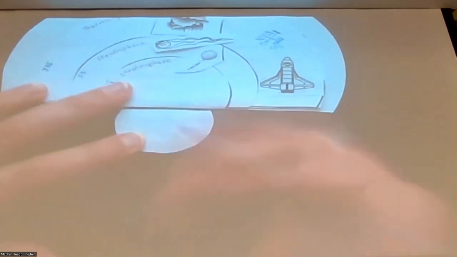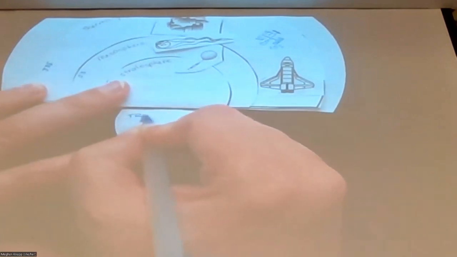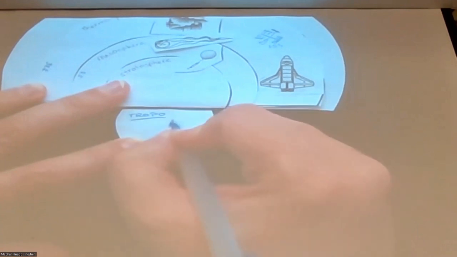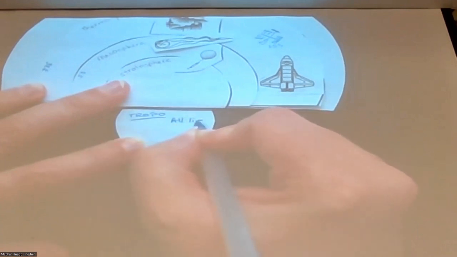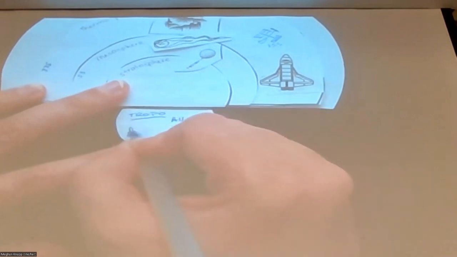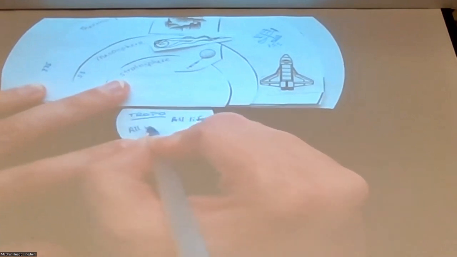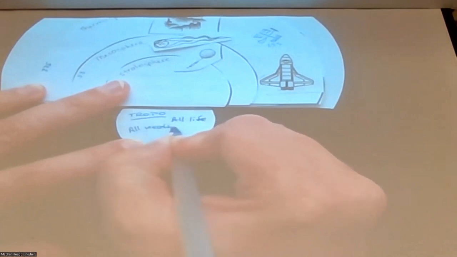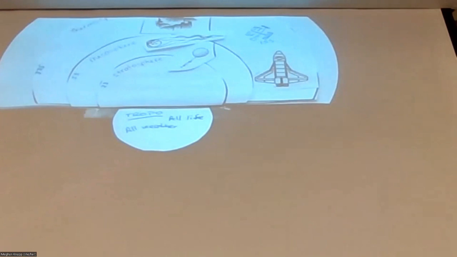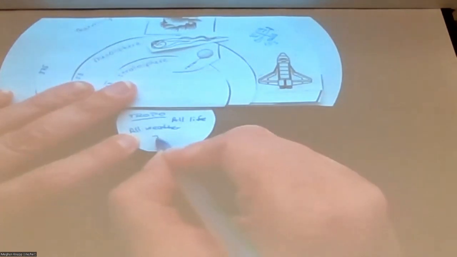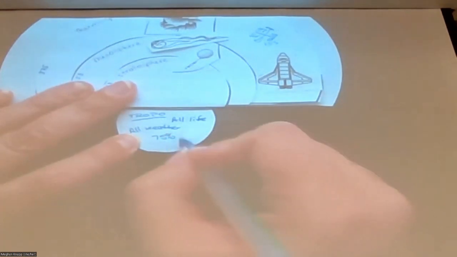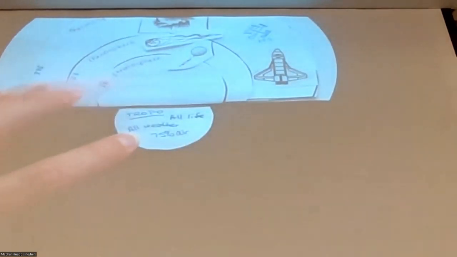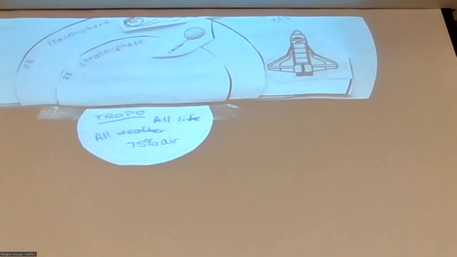All right. And then in the troposphere, this is where all life and all weather occur. Storms, clouds, all of that good stuff is happening in the troposphere. This is where 75% of the air is. This tiny thin layer. Zoom that in a little bit more because I had to write pretty small.